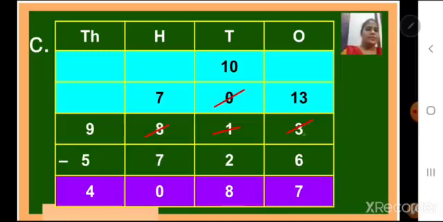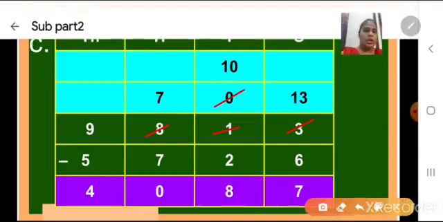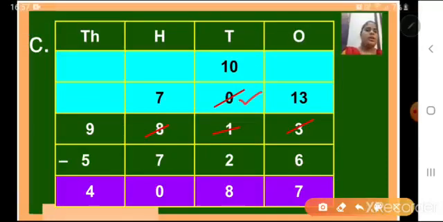Okay, we have to start from ones place. In ones place we have 3 minus 6, which is not possible. So 3 will borrow from 1 tens. 1 tens will give 1 tens. 1 minus 1 is 0. So I wrote here 0. Okay. 1 tens is equal to 10 ones. 10 plus 3 is 13. So we have to cancel 3 and we have to write here 13. Now 13 minus 6 is possible. So 13 minus 6 is 7.